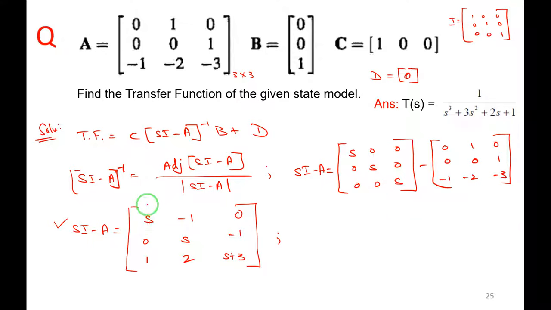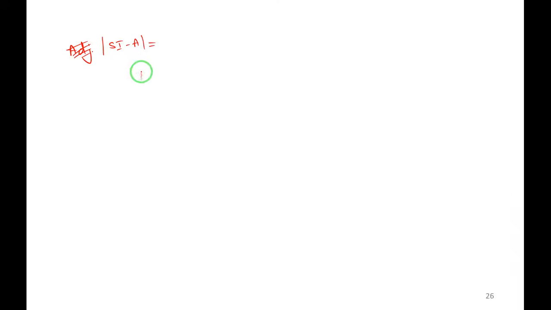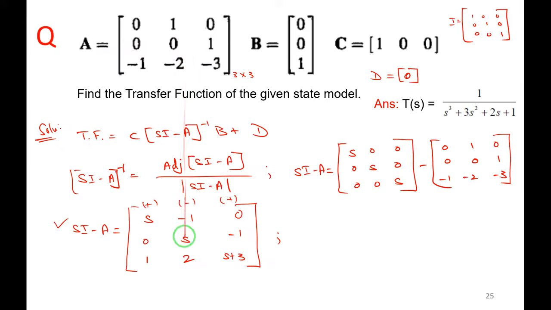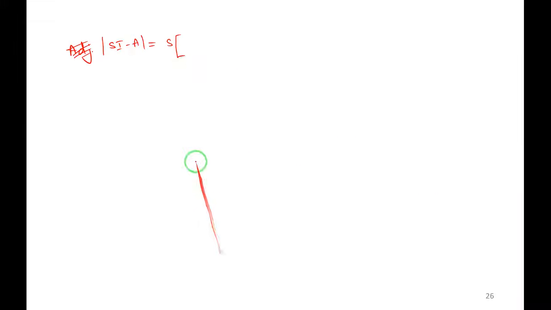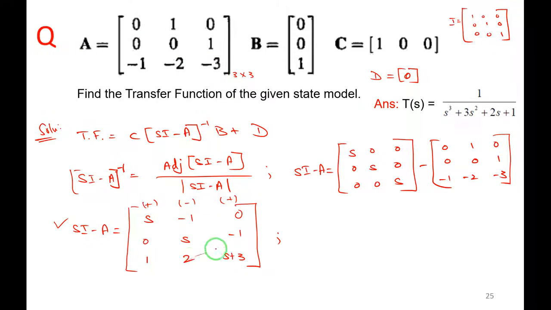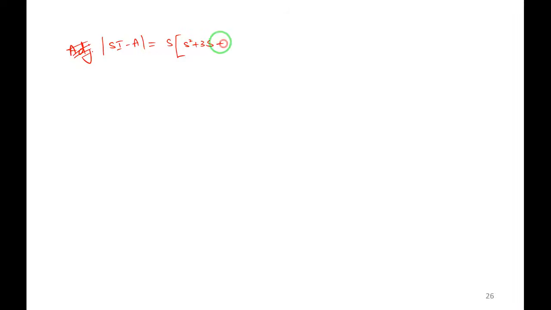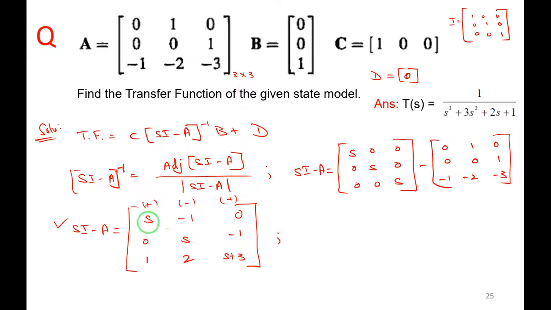We find the determinant of this matrix SI minus A. So S into, and you know the signs will be plus, minus, plus. S into (S plus 3), which is S square plus 3S. Then minus of minus gives plus 2, minus into minus is plus 2. Leave this column and this row: S into (S plus 3) minus 2 into minus 1.